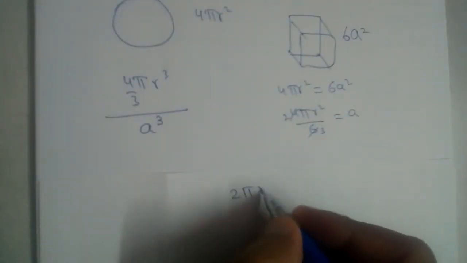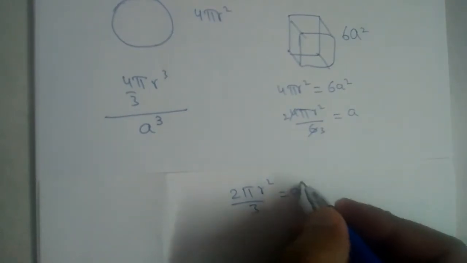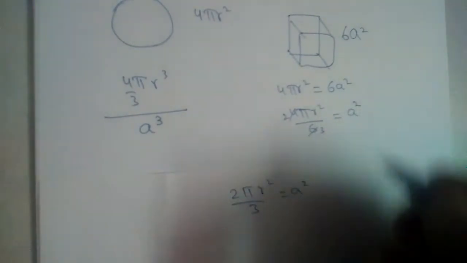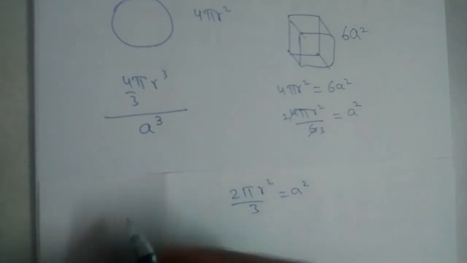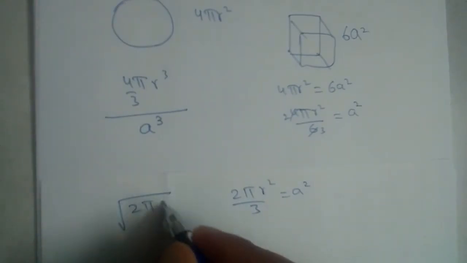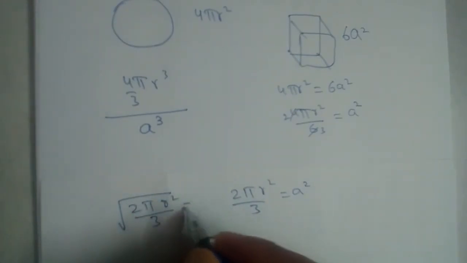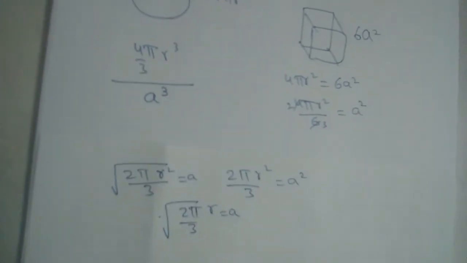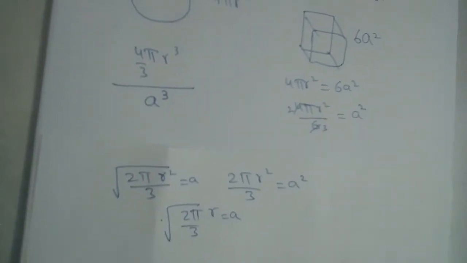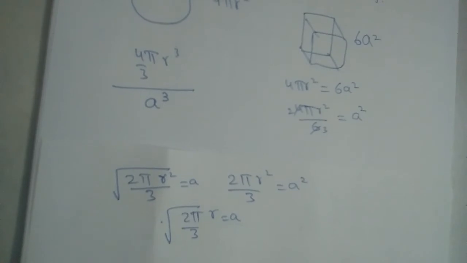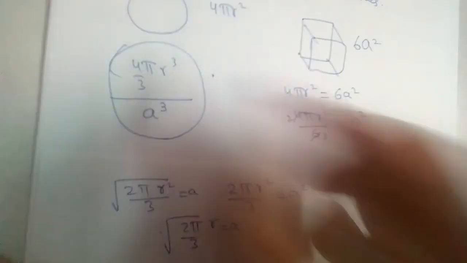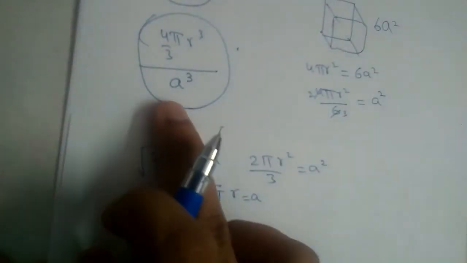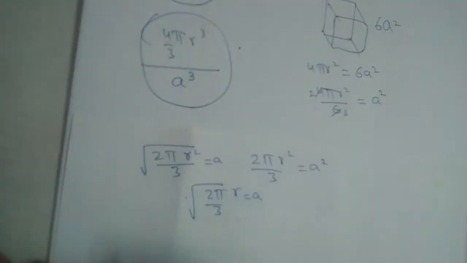Now, so this is 2 pi r square by 3 is equal to a square. Now the square goes on the other side, becomes root, right? So it is 2 pi r square by 3 under root is equal to a. So this will be under root of 2 pi by 3 times r equals a. Okay. Now we need to find this ratio, right? We got the value of a. Let us substitute the value of a here.